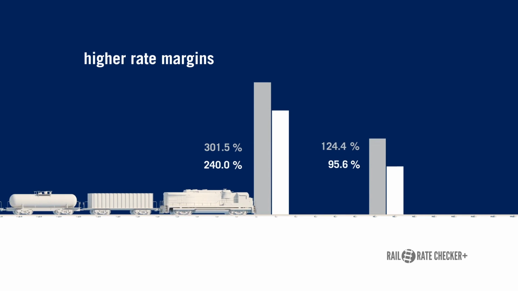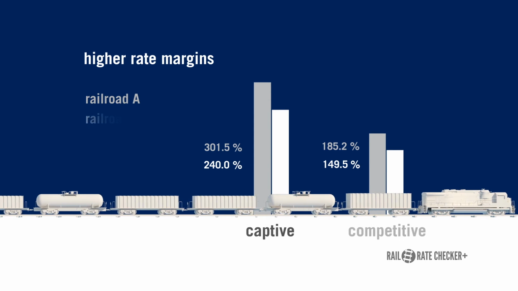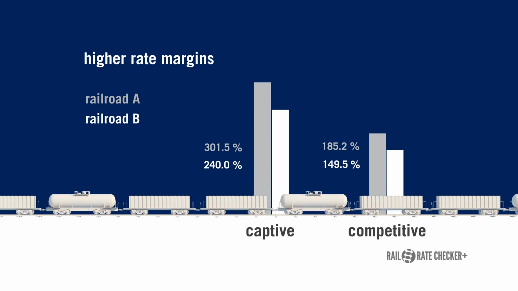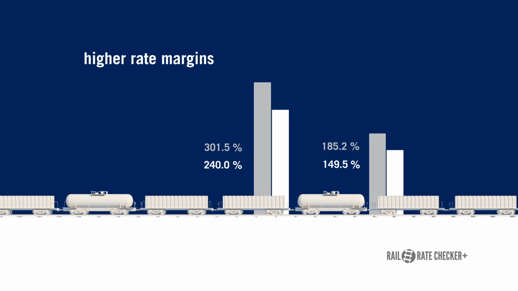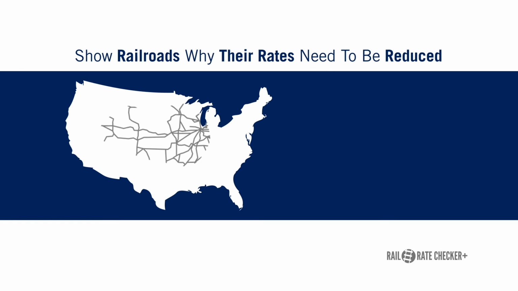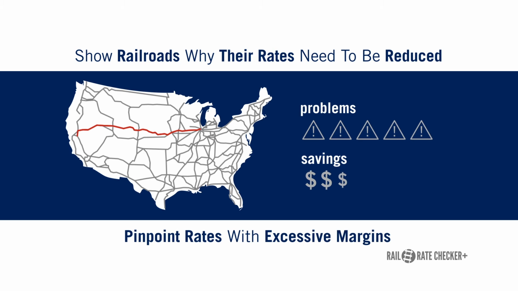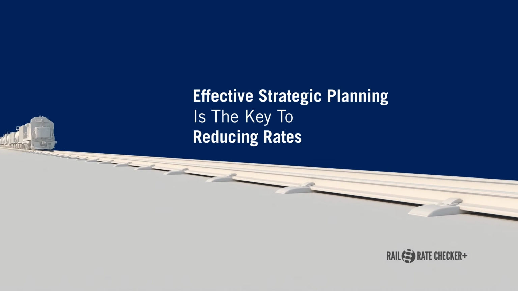Railroads with the biggest problems can represent your best opportunity for reducing rail expenses. Rail Rate Checker Plus identifies the railroads that have higher rate margins than other railroads on your competitive and captive traffic. With Rail Rate Checker Plus, you are in a much stronger position to show a railroad why its rates need to be reduced. By pinpointing rates with excessive margins, the focus of rail negotiations is now on reasonable rates and not rate increases. The key to reducing rates is effective strategic planning.